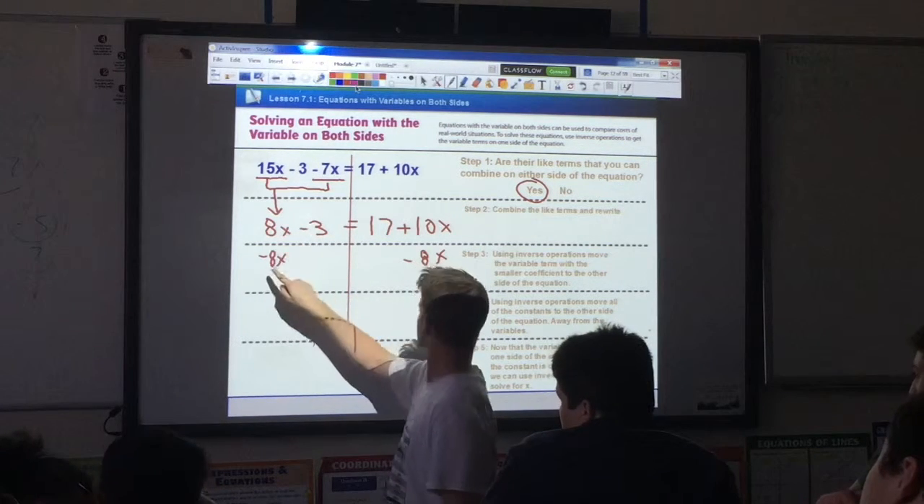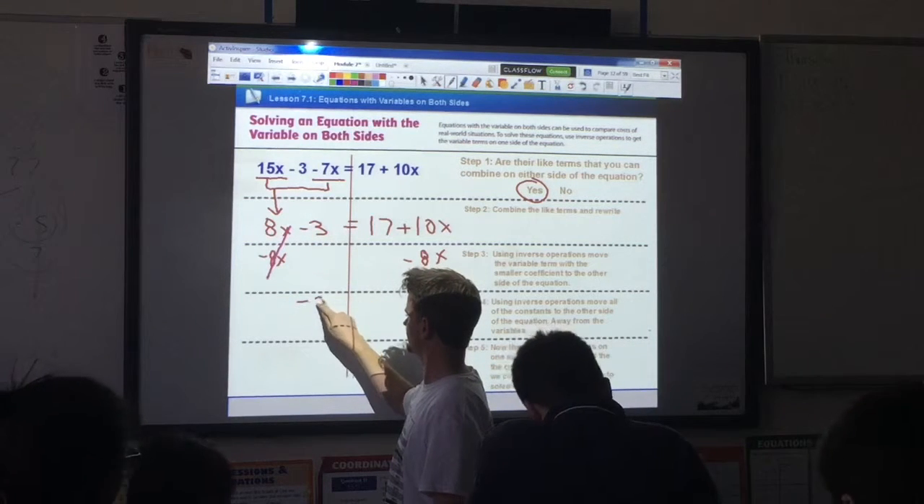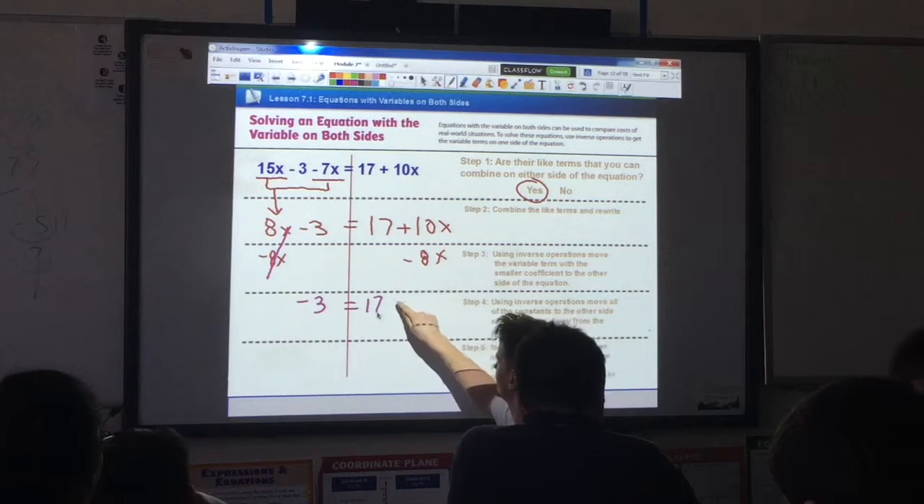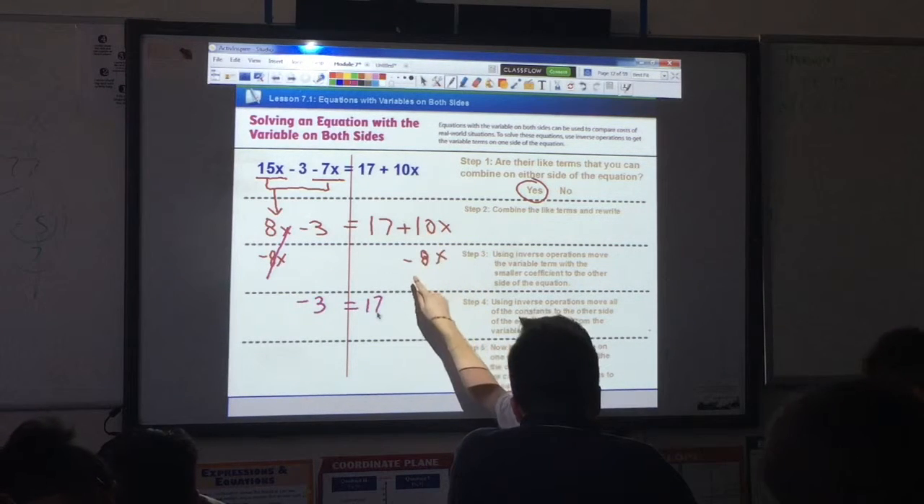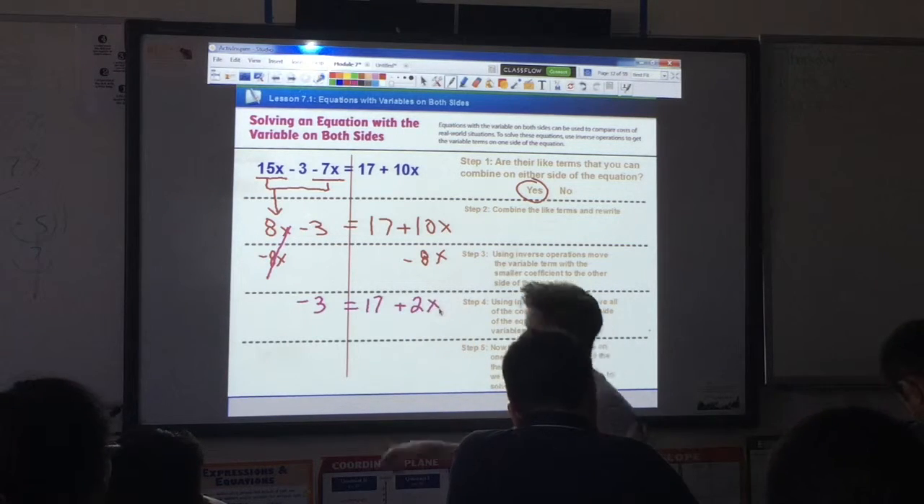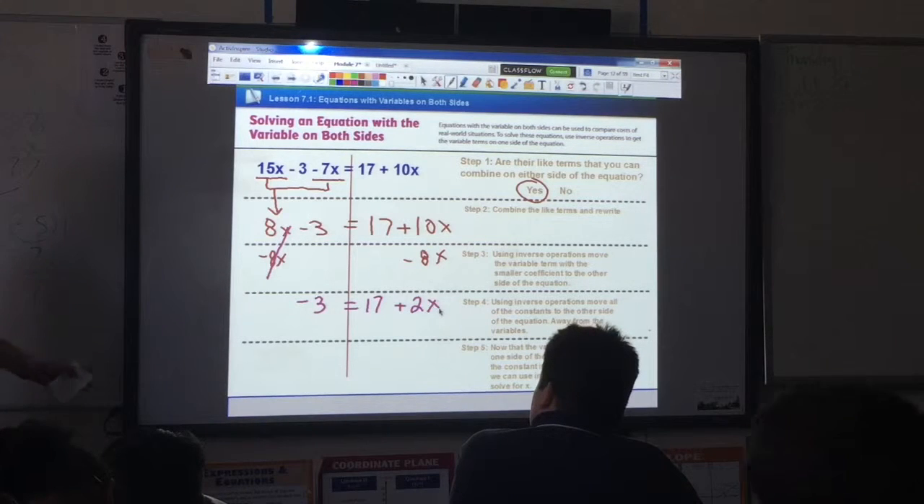What's going to happen to these 8x's, guys? They're going to cancel out. I bring down my negative 3, I bring down my equal sign, I bring down my 17, and I bring down, what's 10 minus 8? 2x, positive 2x. Now I've turned this into a two-step equation. You guys with me so far? Yes or no? Okay.